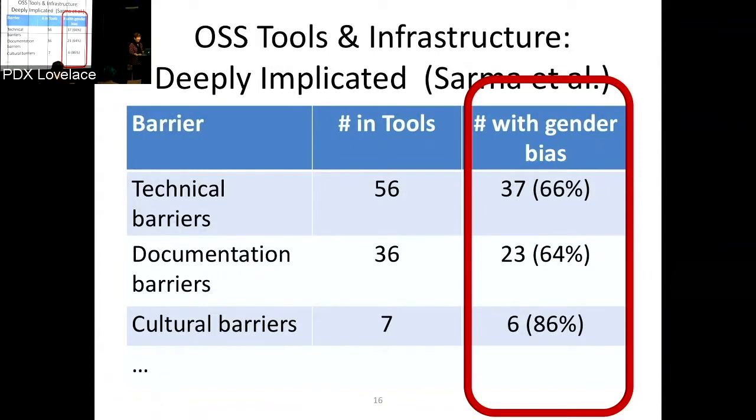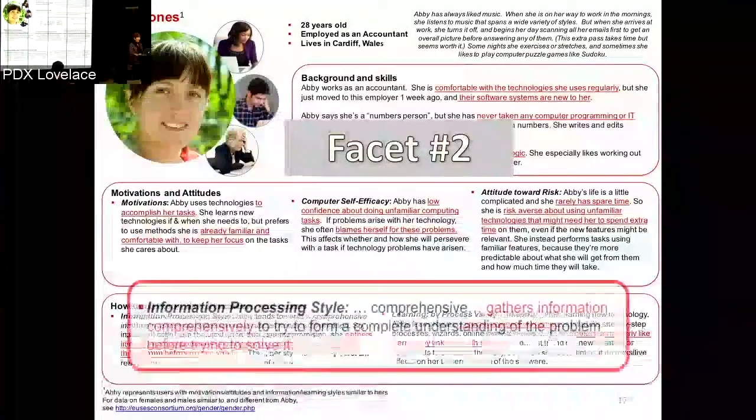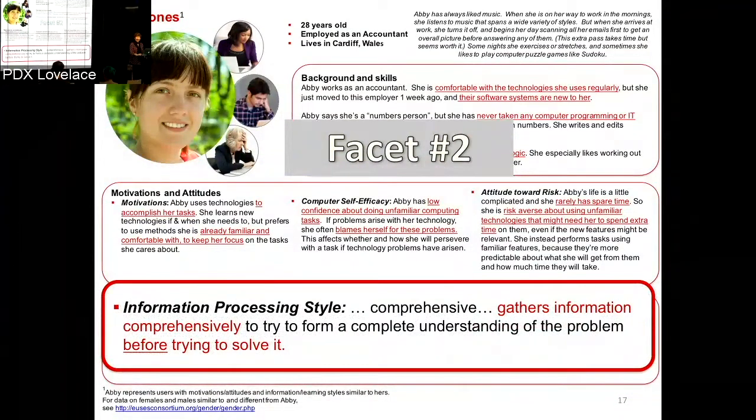Well, we kind of need facet number 2 for this one. Facet number 2, right, just in time. Information processing style. So Abby is, when you're trying to solve a problem, a lot of times you feel like you need more information about that problem. And so information processing is what you start to do. And so there are multiple kind of strategies for going about that. And Abby is a comprehensive learner. And so what she likes to do is she likes to get her head all the way around a problem before she goes forward and starts trying to solve it.